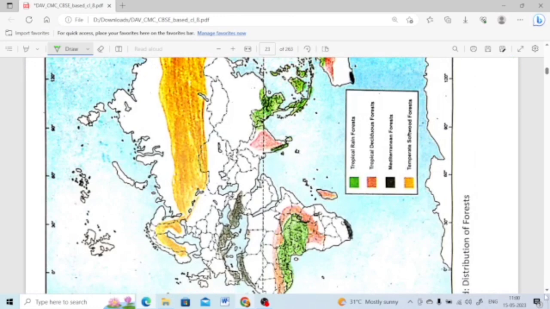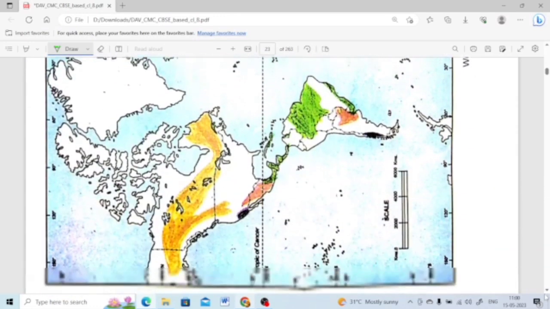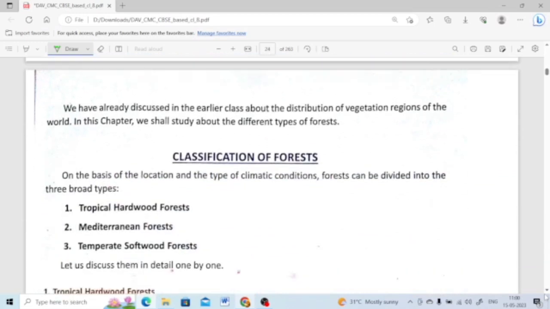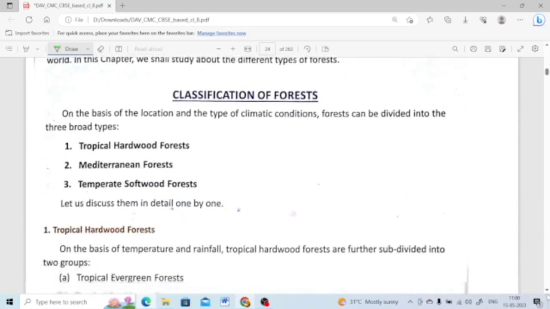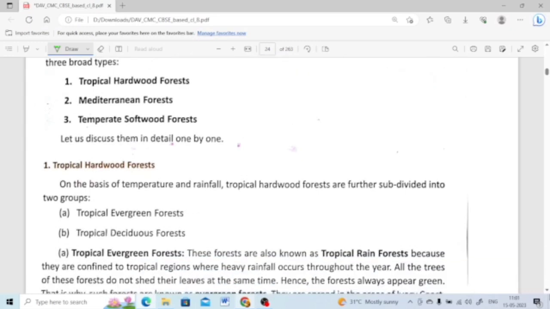Now here's a map given. Time to time I also provide some maps to make you understand each and every part. So let us come to different classification of forest. Basically in class 8 we have three broad types of forest. First is tropical hardwood forest, Mediterranean forest and temperate softwood forest. Tropical hardwood forest can be bifurcated into two. First is evergreen type of forest and deciduous type of forest. Right? Now, evergreen and deciduous, these are the two we have.